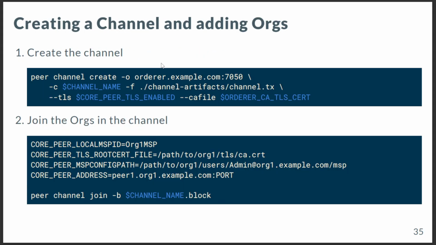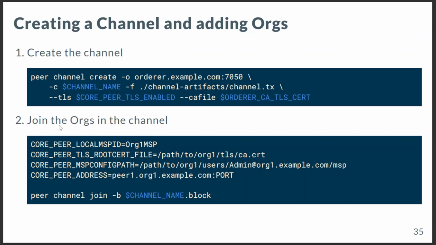And then we have to create a channel for the peers to communicate through. So we create a channel, we specify the orderer, the channel name here, the file of the channel transaction that we made earlier using the configtxgen tool, and we set the path for the TLS certificates and the CA file, the root CA file.